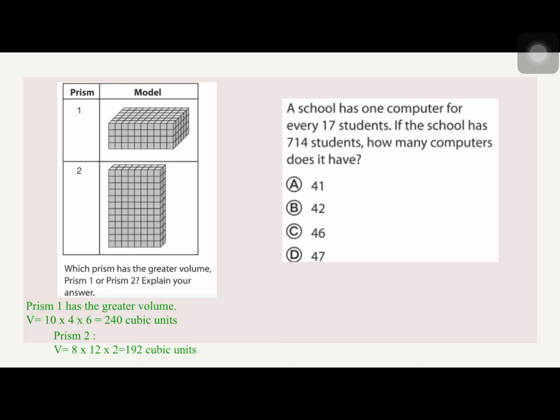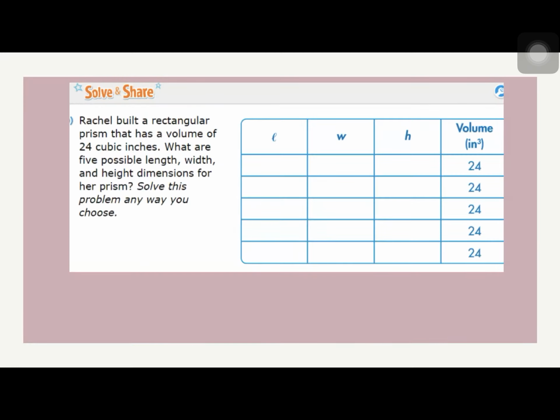A school has 1 computer for every 17 students. If they have 714 students, how many computers does it have? You can tell this is an out-of-date question because we have 1 computer per every student, but go ahead and solve. Right, it's a division problem, so it is 714 divided by 17, which is 42.